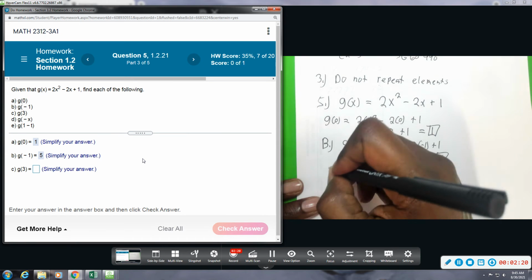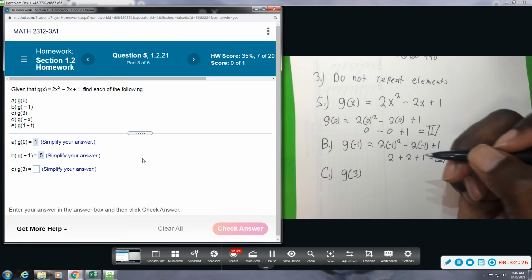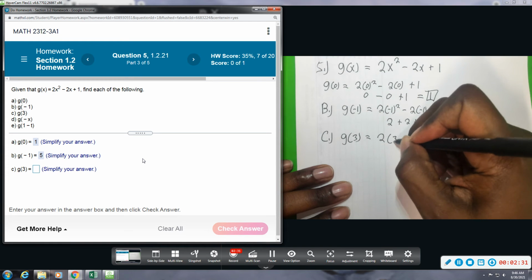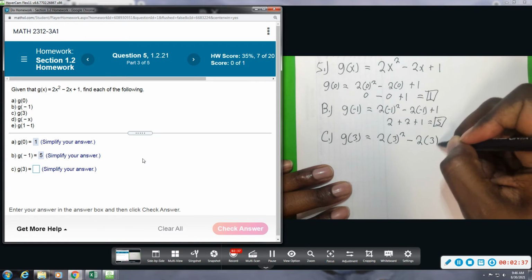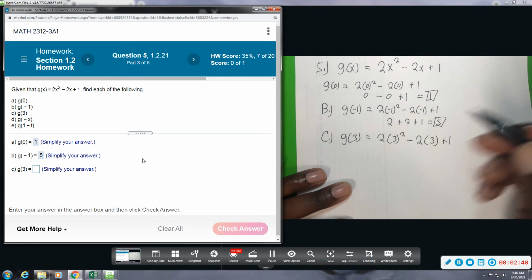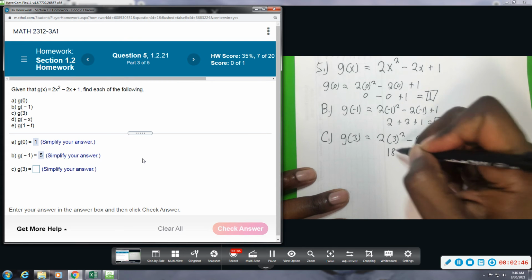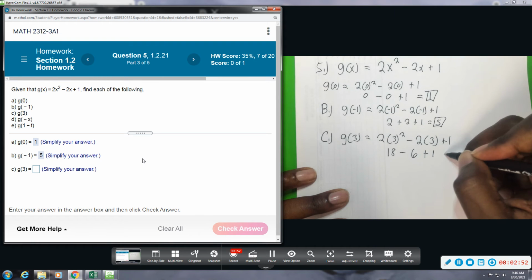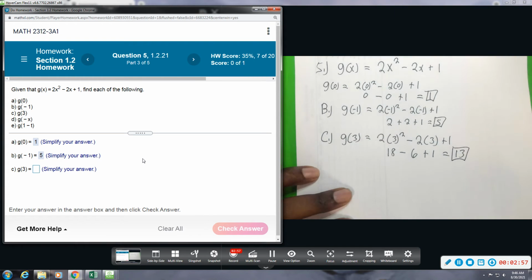All right, part C, we're going to be doing g of 3. So we're going to be doing 2 and then 3 squared minus 2 times 3 plus 1. All right, so we would square 3, that will give us 9, times 2 will give us 18. And then 3 times 2 would give us 6, and then plus 1. So adding and subtracting these, we would end up with 13. So part C, we get 13.